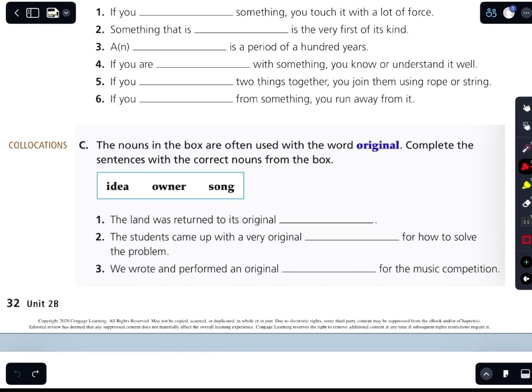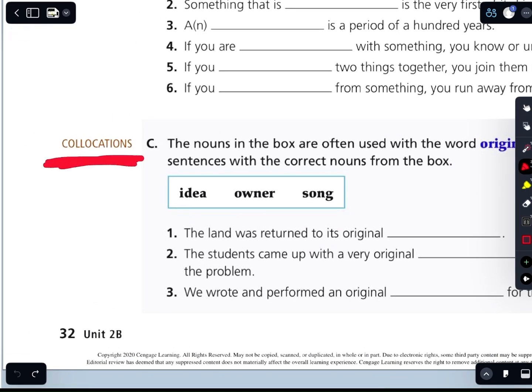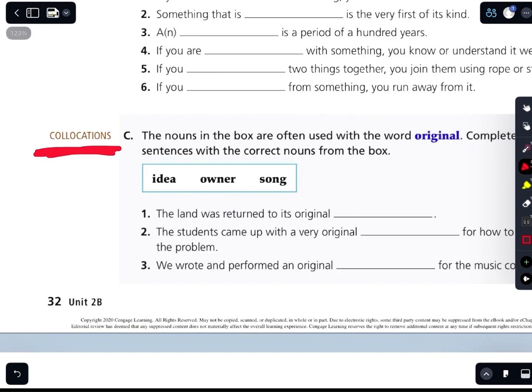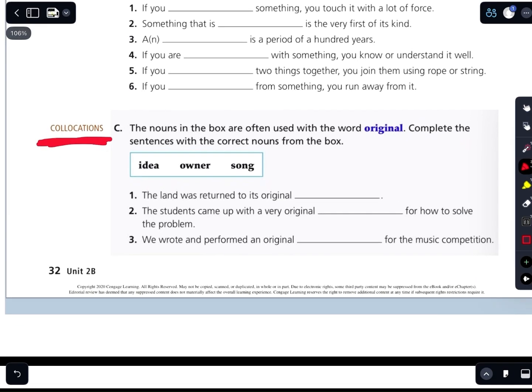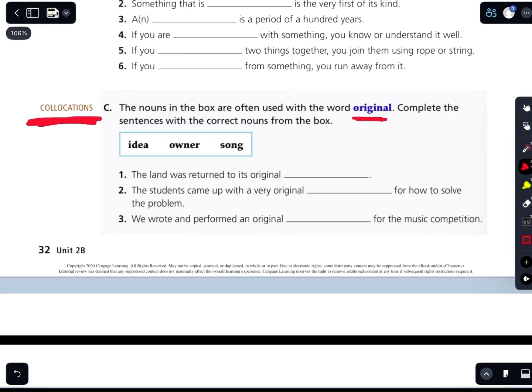And collocations. Collocations are a great thing to know. In English, we have a lot of collocations. So the nouns in the box are often used with the word original. Collocations are when you have two words that usually are a pair. They work together. They usually appear together. Complete the sentences with the correct nouns from the box. So, original idea, original owner, or original song. These are collocations. These words usually go together.